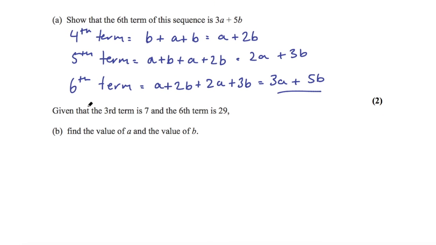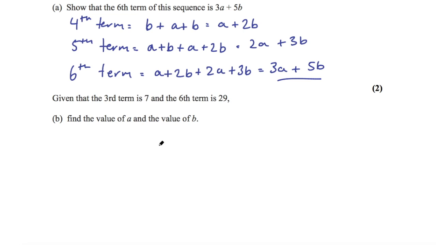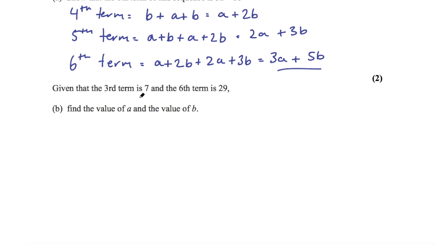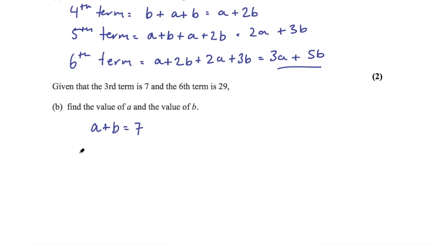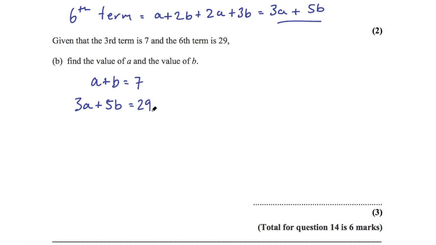Okay, so the next part of this question says, given that the third term is 7 and the sixth term is 29, find the values of a and b. This is going to produce a set of simultaneous equations. So the third term is 7, so we can say a plus b equals 7. And the sixth term is 29, so we can say that 3a plus 5b equals 29. And now we can go ahead and solve this.